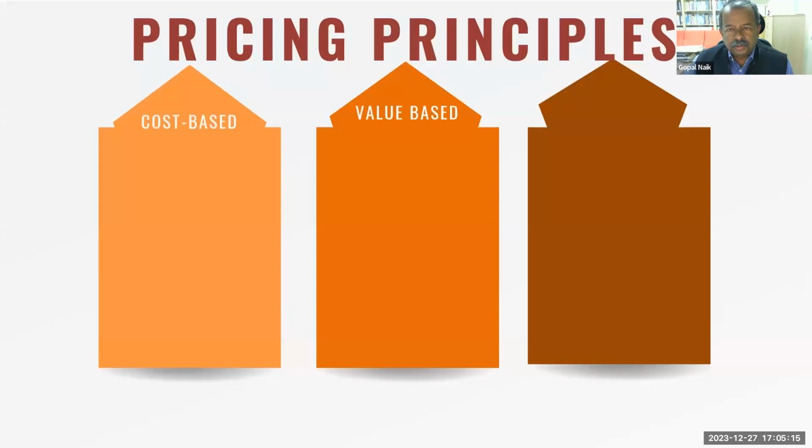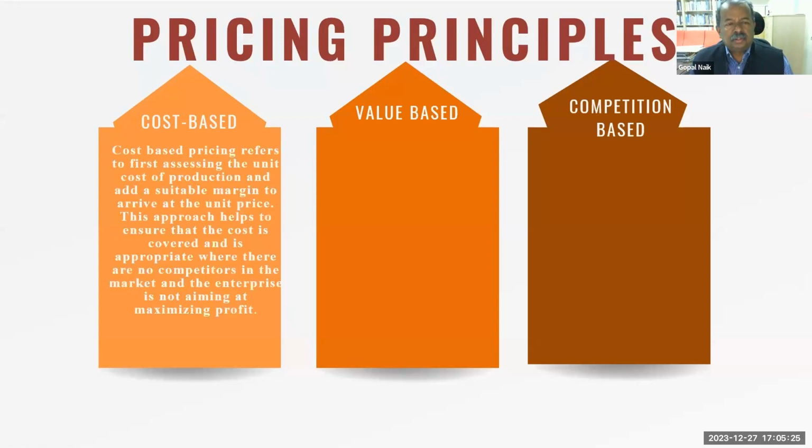One is cost-based, the other value-based, and the third competitive market-based pricing. Cost-based essentially requires that you assess the unit cost of production and add a suitable margin to arrive at the unit price. You can think of, let's say, a retailer buying goods from a wholesaler and adding a certain percentage of margin to it while selling in the retail market.